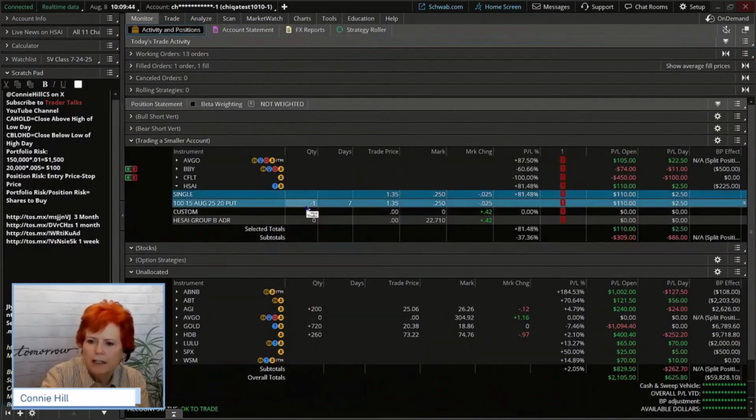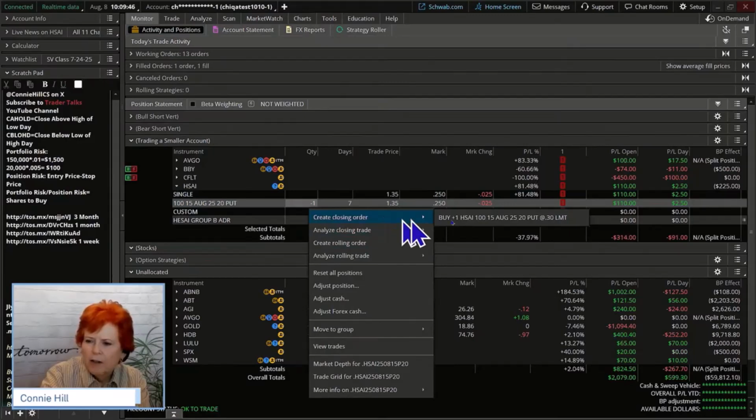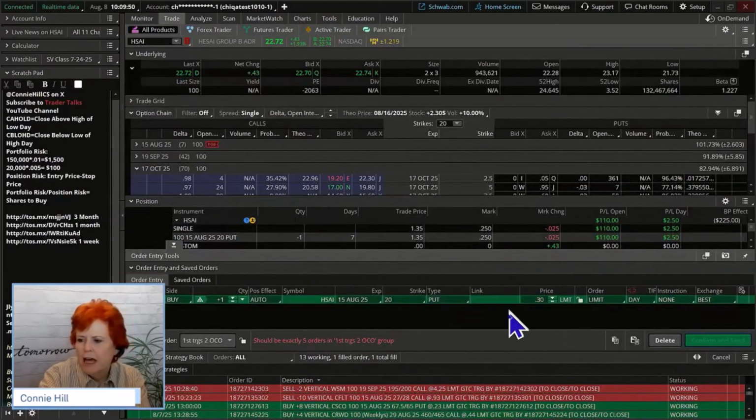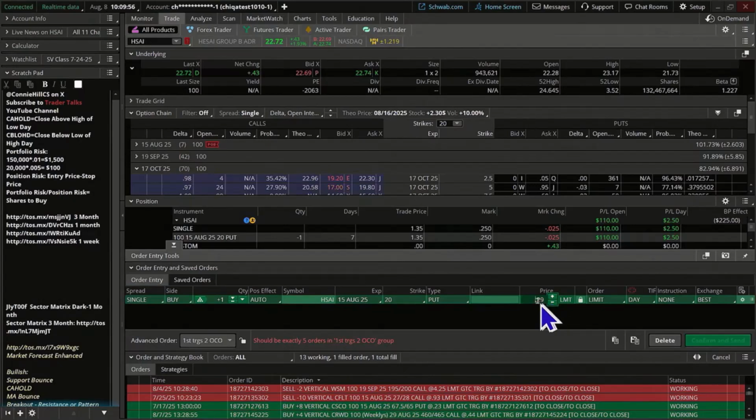So let's go put in here, create a closing order. We're just going to put in to buy it back. And right now it's saying we could buy it back for 30 cents. What if we just come down here and say, let's do it for 10 cents. We're not looking to whittle down into the pennies.